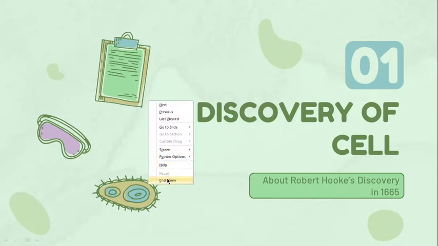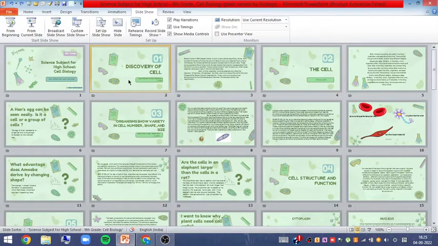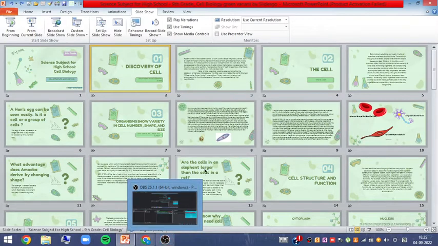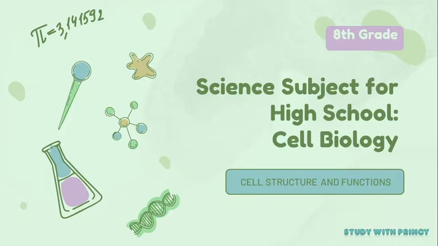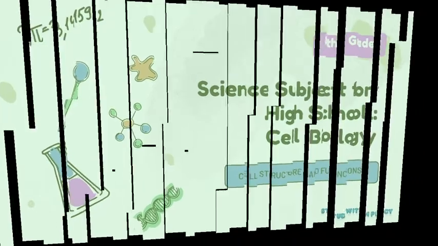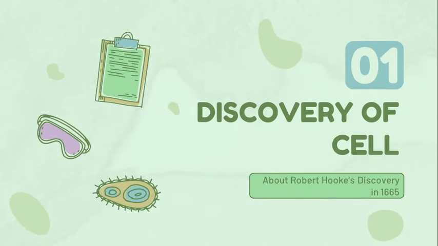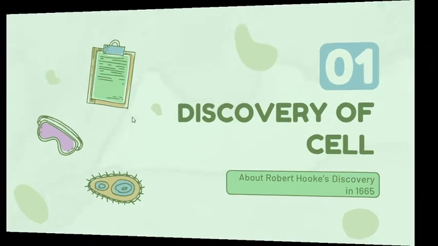So in discovery of cell we are going to learn about an inventory story, which is about Robert Hooke, who discovered the cell in 1665. Let's move on.